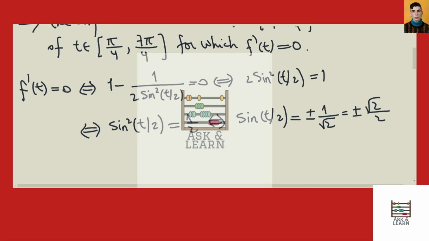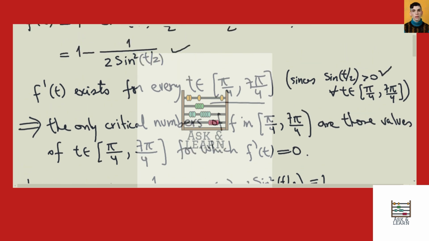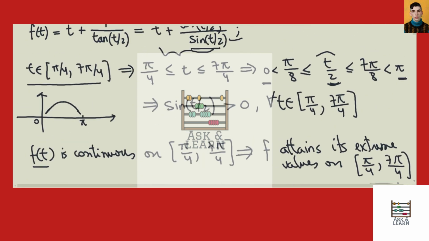Well, first of all, let's put things in perspective. We have two equations here: sine of t half equal square root of 2 over 2, and sine of t half equal negative square root of 2 over 2. But we saw that sine of t over 2 is positive for t in the interval pi fourth, 7 pi fourth. Because t half for t in that interval is strictly positive and less than pi. So the sine is always positive, never reaching the value 0.